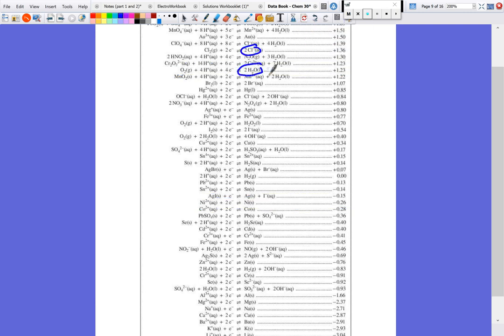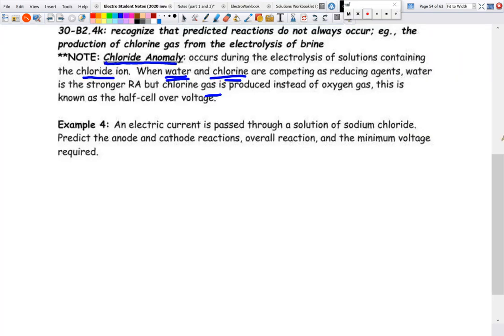Chlorine is up here. Now, water is a stronger reducing agent, but the chloride anomaly, and this is why it's called anomaly, no one is sure why this happens. There are some theories about overvoltage and stuff like this, but we're not going to get into it. Either way, it is observed that if you do a reaction where both water and chlorine are competing, we end up getting this being produced. So it's the chlorine reaction that actually takes place.